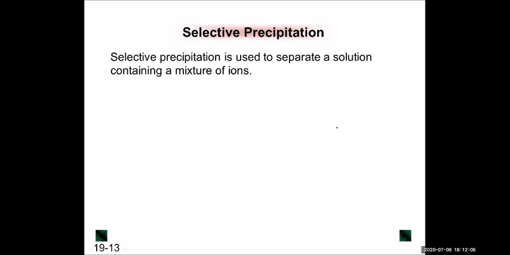If it can form a precipitate with more than one ion, then there's the issue of whether we can separate the ions one after another instead of all precipitating. Because if you precipitate everything, that means more work needs to be done later to isolate the compound. Selective precipitation is very useful in industry.